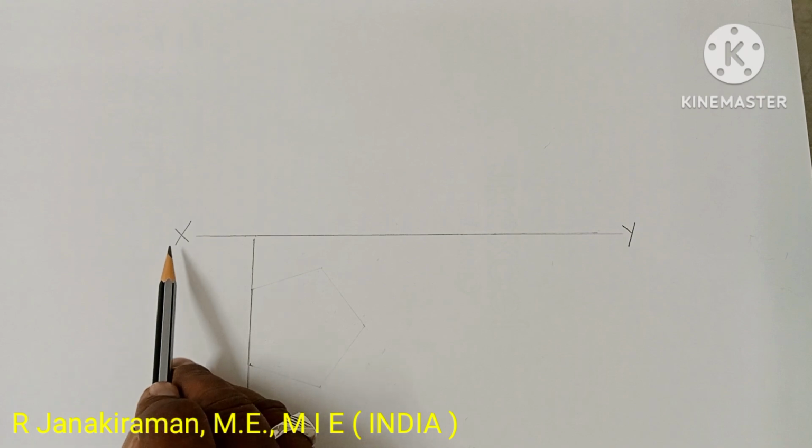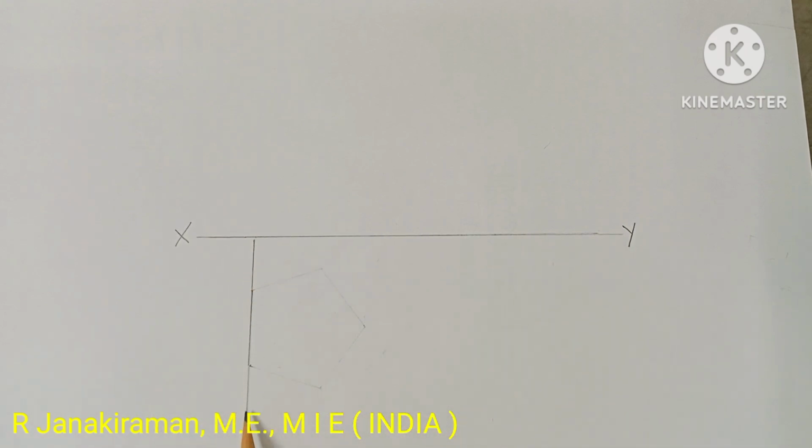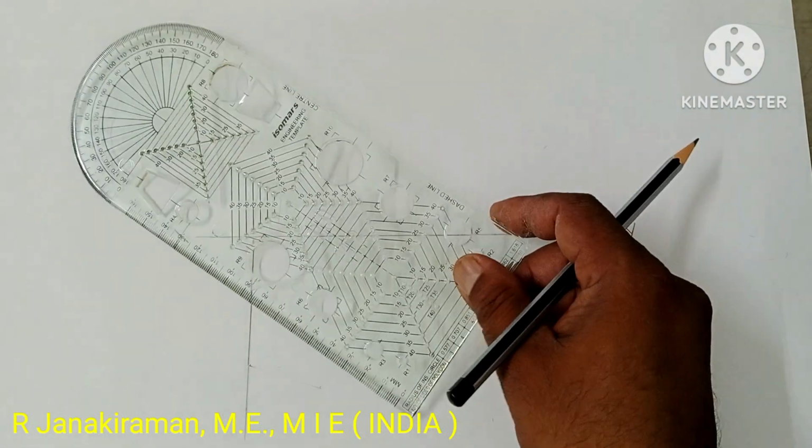So this is the XY line, called the reference line. This is a line drawn perpendicular to XY, below the XY line. And we are going to use a template, with which we can draw the pentagon ready-made.